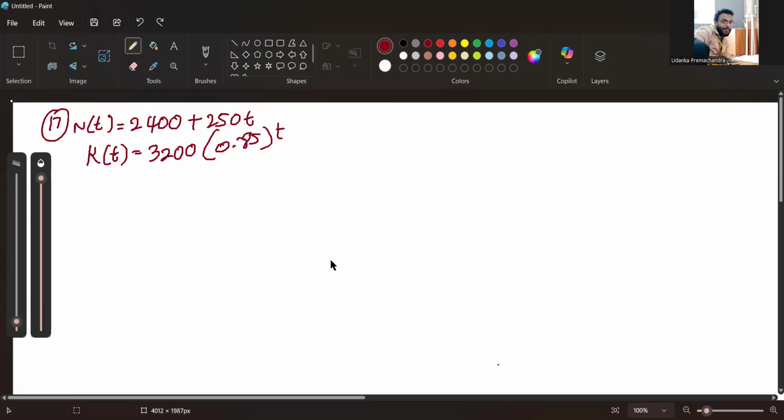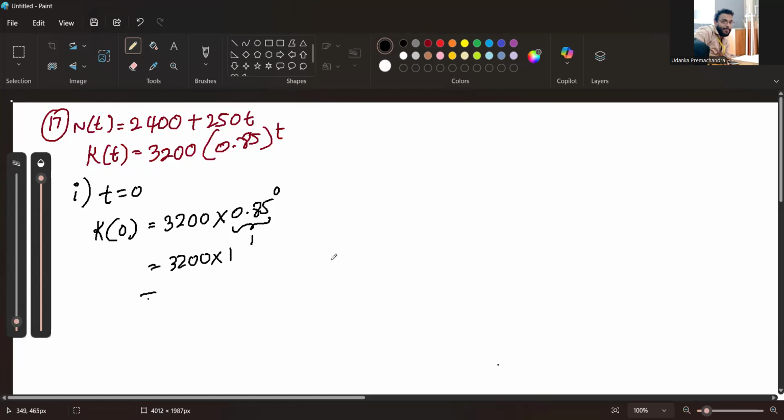Now, the kangaroo population at the beginning of 2000 is T equal to 0. So in the beginning, T equals 0 for the kangaroo population, so you have to consider K(0). So 3200 times 0.85 to the power 0. Anything to the power 0 is always 1. So 3200 times 1 is 3200. In the beginning, they have 3200.